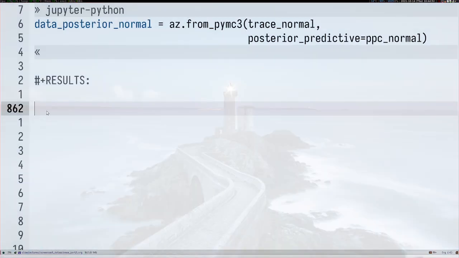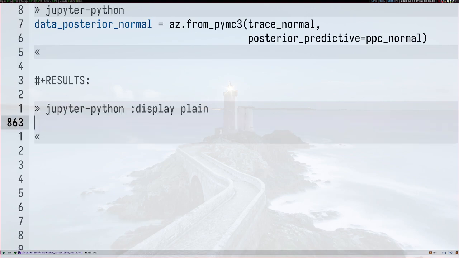So now that we estimated the model and generated the samples and the posterior predictive, we're going to look at what the results of the model actually are. We're going to look at the summary table of our posterior distribution, and we're going to specify the variables that we're interested in.